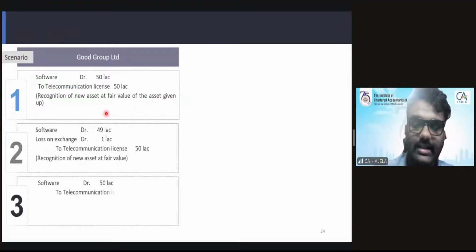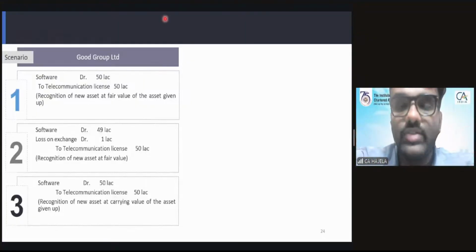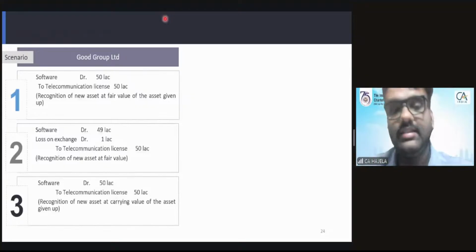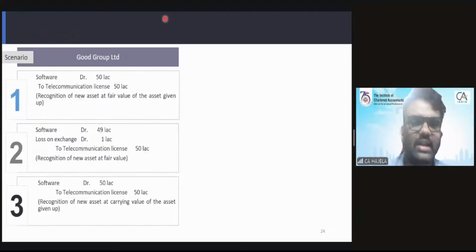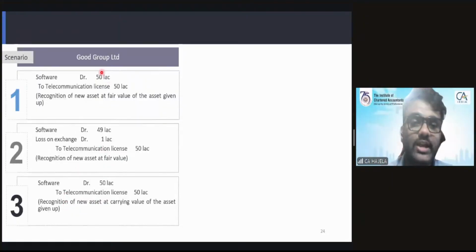And in the third case where we do not know the fair values of any of the things, what I'll be doing is whatever is the book value that I am giving of my asset is the value of the new asset. You'll be like, sir, what is the difference between the first entry and the third entry? There is no difference because they were valued at fair value. The book value was the same as the fair value.